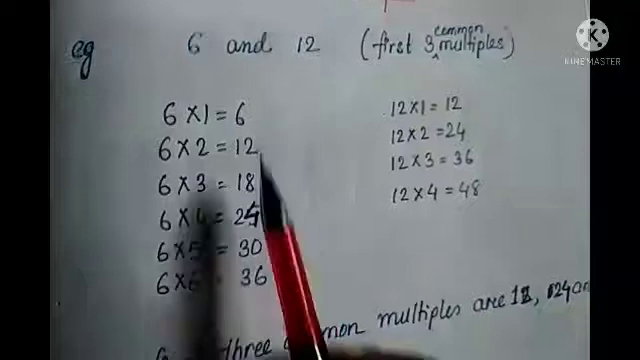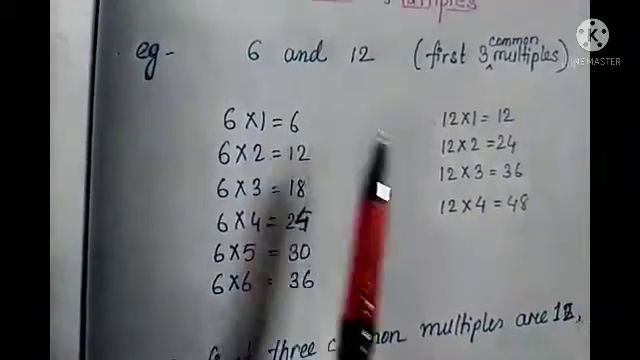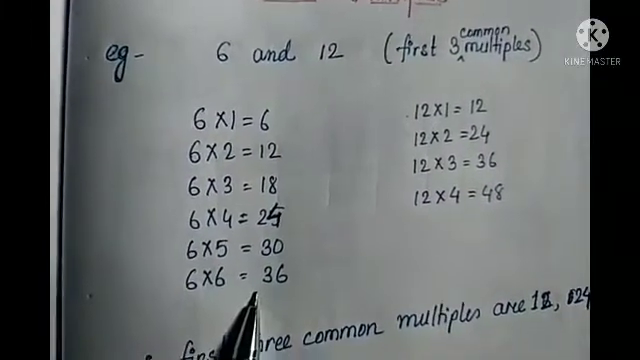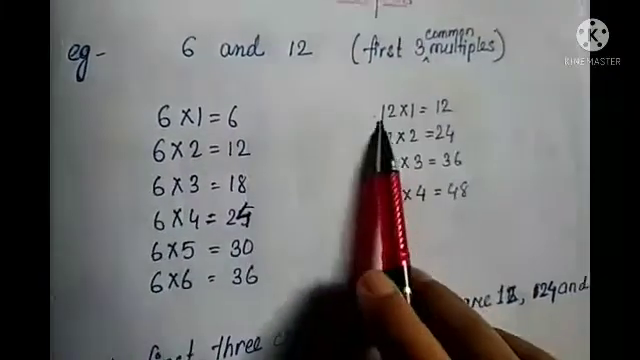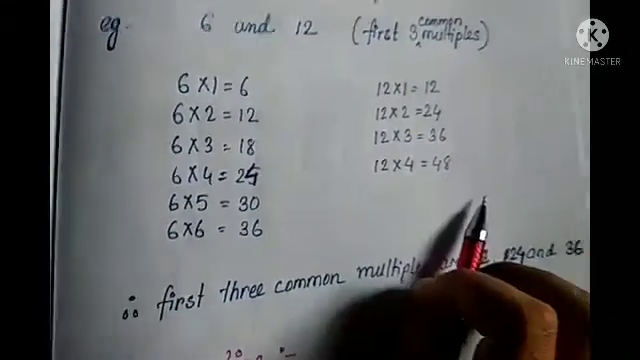Now as you can see, how do we find the multiples? By multiplying, starting from 1. I have written some multiples of 6 here, up to 6, and here also I have written the multiples of 12. Now let's compare.